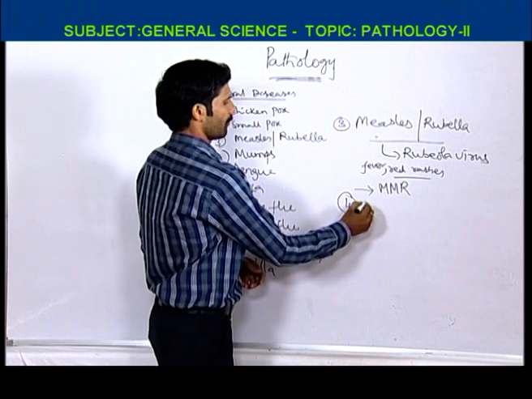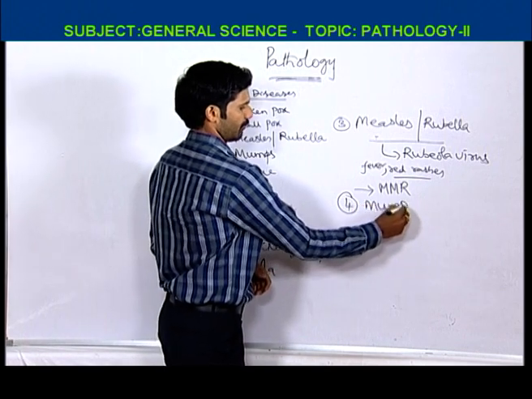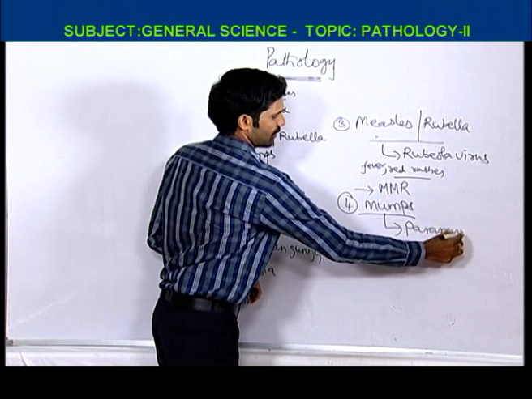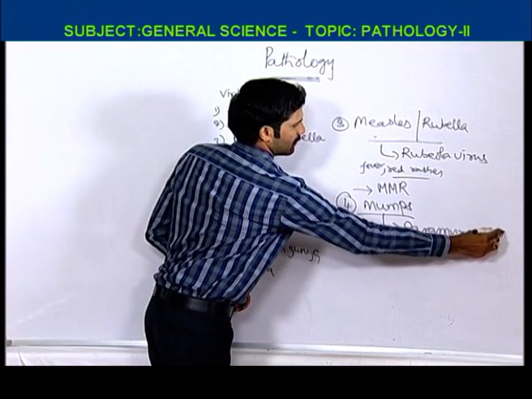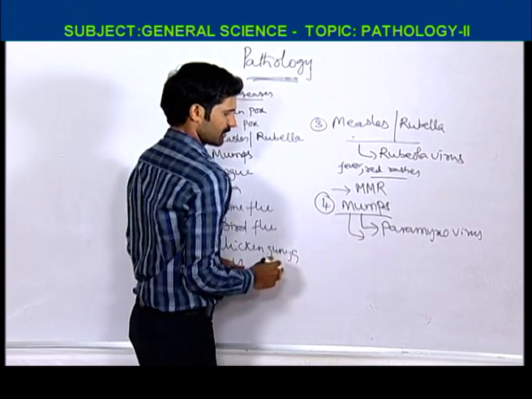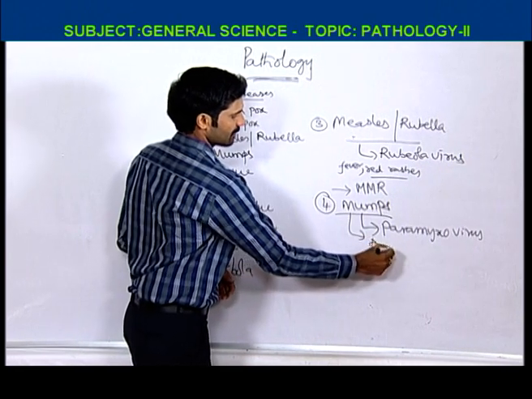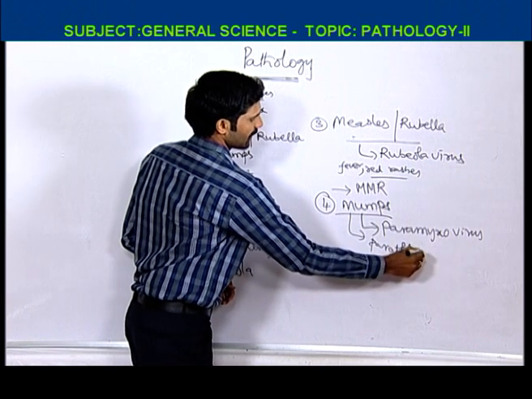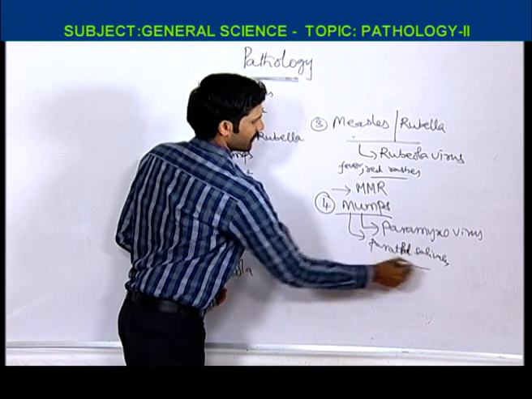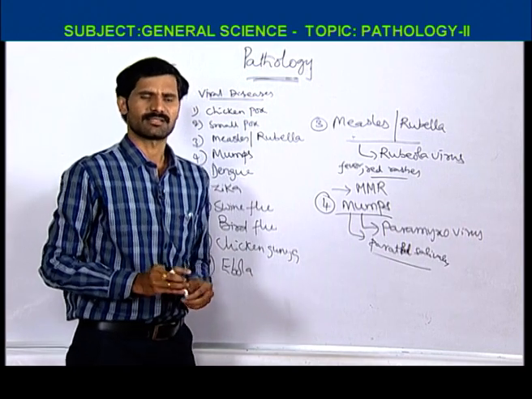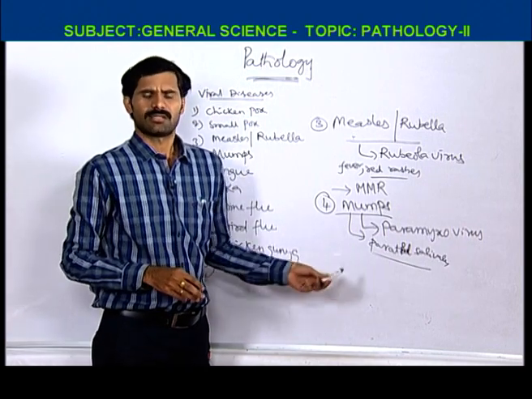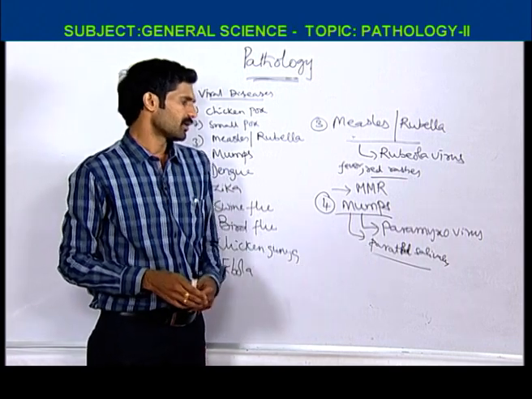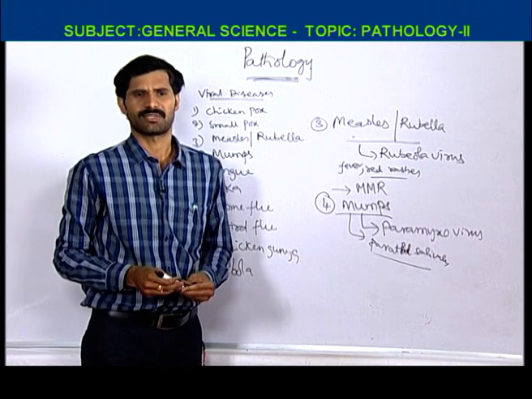Next viral disease, mumps, caused by paramyxovirus. Mumps affects the salivary glands, namely the parotid salivary glands. There are 3 pairs of salivary glands in man, in which the parotid glands are the largest.